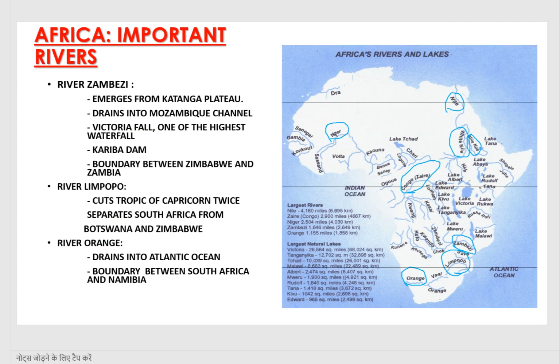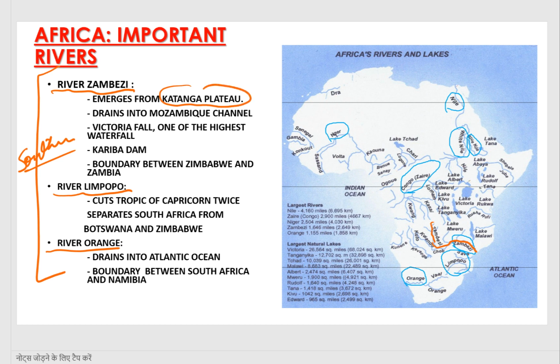Let's see the other rivers of Africa. River Zambezi. So river Zambezi, river Limpopo and river Orange, all three are found in the southern part of Africa. First, river Zambezi. As you can see, river Zambezi rises from this belt and drains in the Mozambique Channel. River Zambezi arises or emerges from the Katanga Plateau. And I just told you that the Katanga Plateau is world famous for copper and diamonds. It drains into the Mozambique Channel.